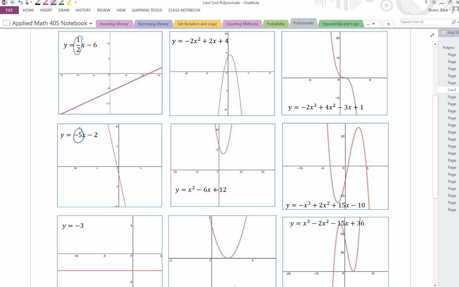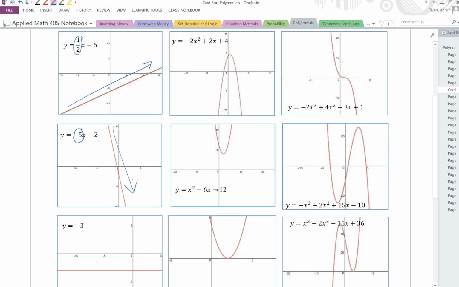If it's positive or if it's negative, it definitely affects our graph. Here we're going from quadrant 3 to quadrant 1 when my leading coefficient is positive. When my leading coefficient is negative, I'm going from quadrant 2 to quadrant 4. So it makes a difference. Here I'm rising to the right. Here I'm falling to the right. Well, that's just with linear graphs.